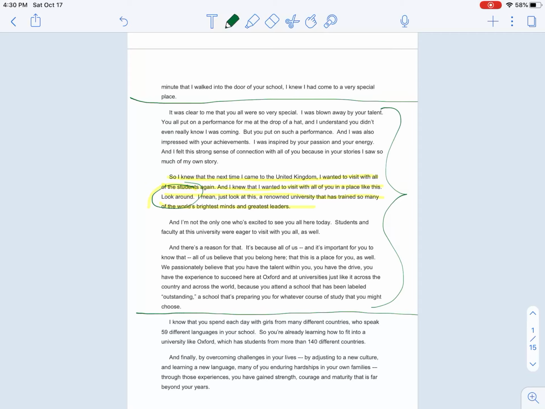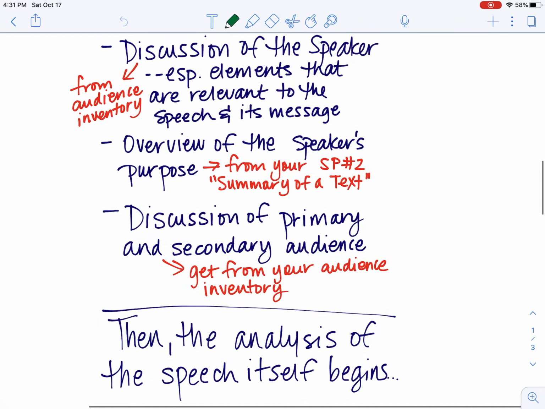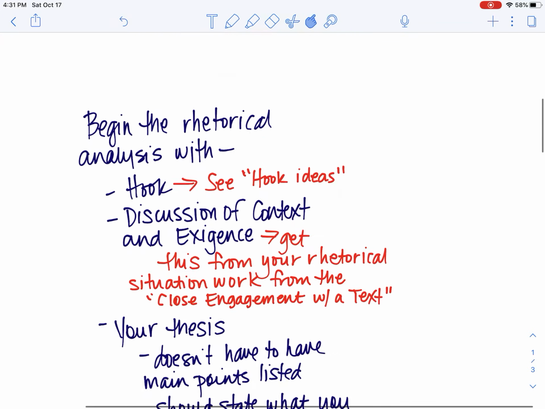So technique-wise, we've got syntax. This right here is parallelism. And it sounds like she herself is just kind of in awe of the girls. So what we came up with was this right here.